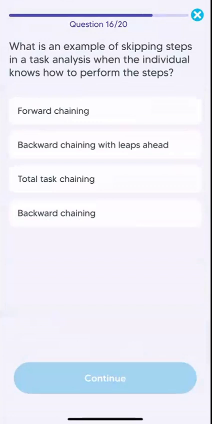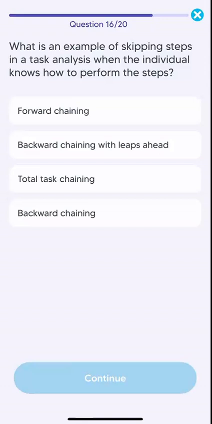What is an example of skipping steps in a task analysis? When the individual knows how to perform the step. Is that forward chaining, backward chaining, or total task chaining? What is backward chaining with leaps ahead? Which one?